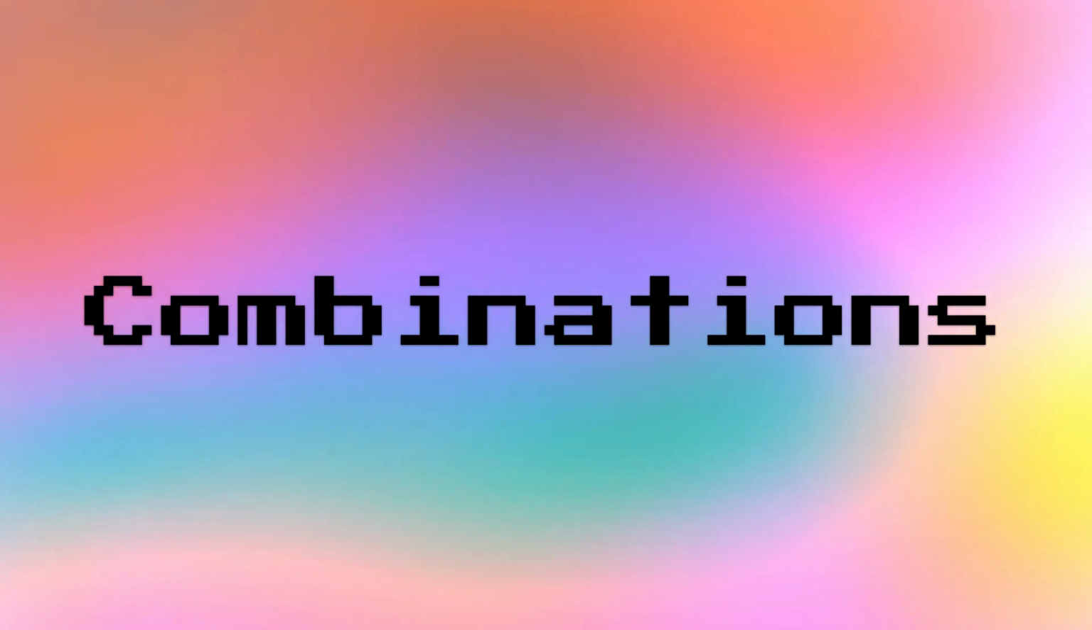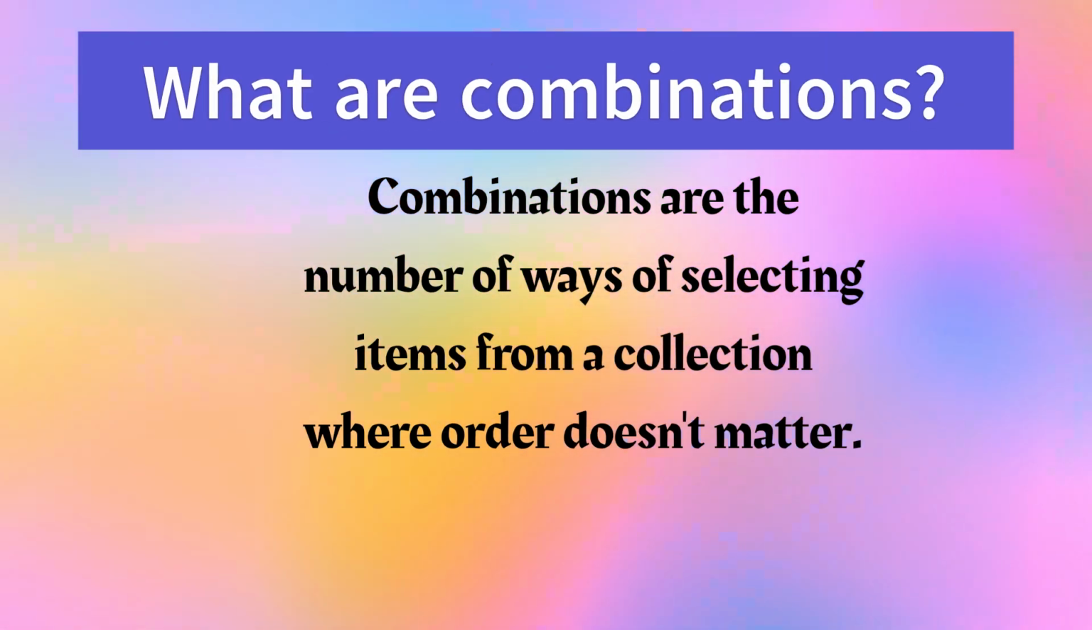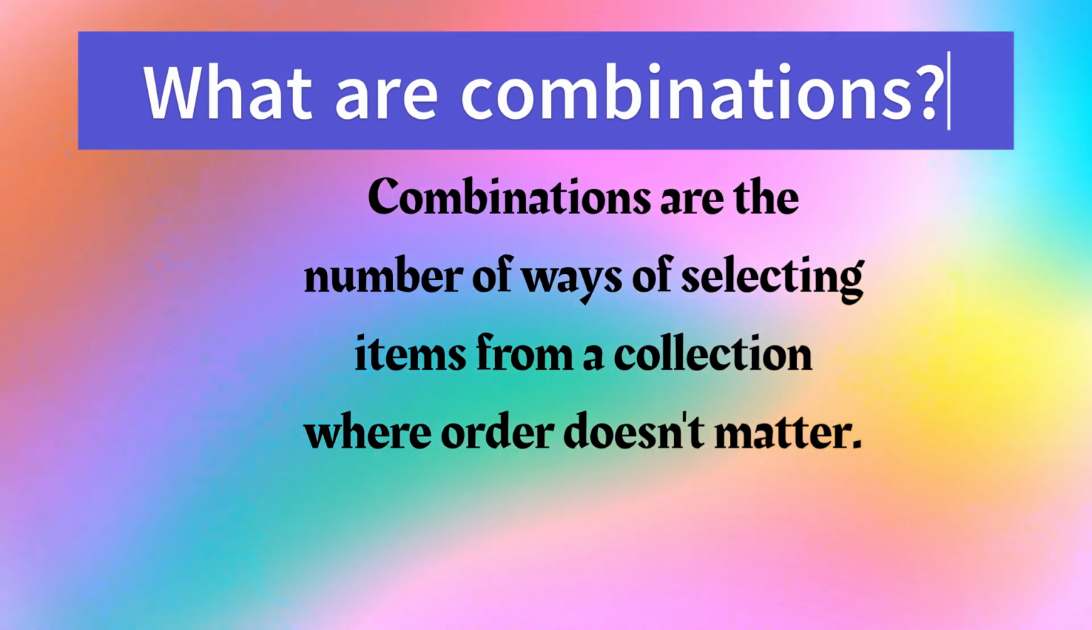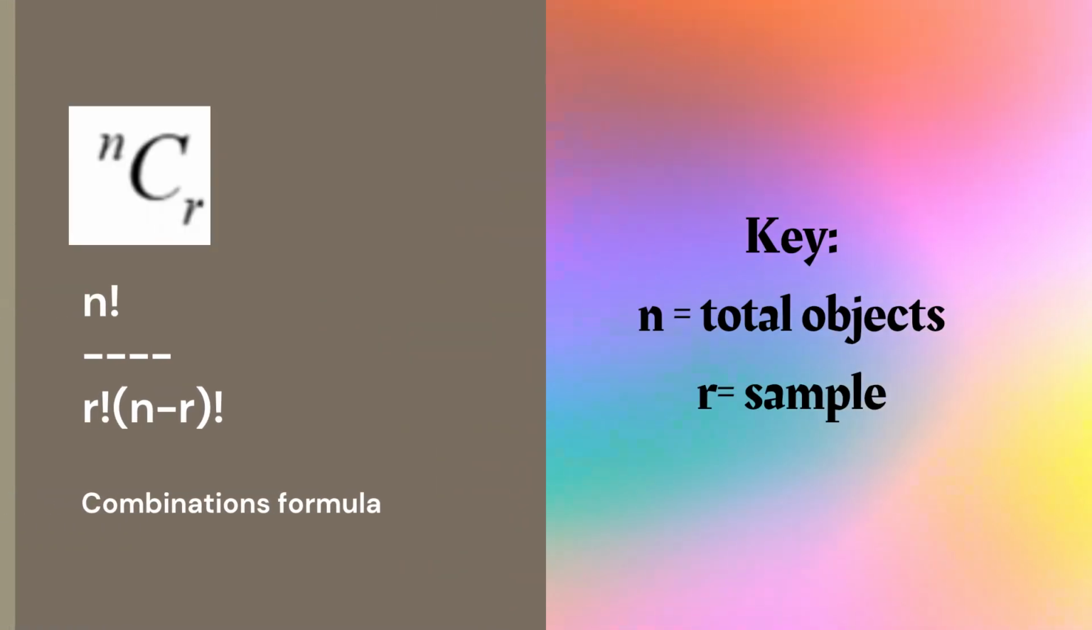Now let's move on to combinations. Combinations are the number of ways of selecting items from a collection where order doesn't matter. The formula for combinations is n factorial over r factorial and n minus r factorial.